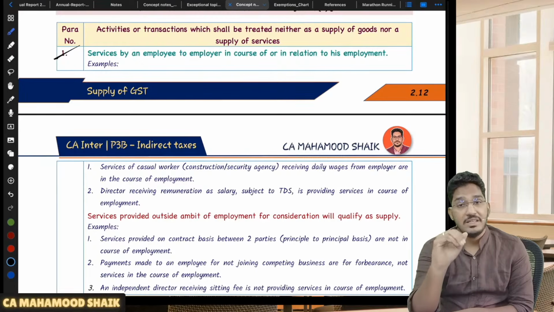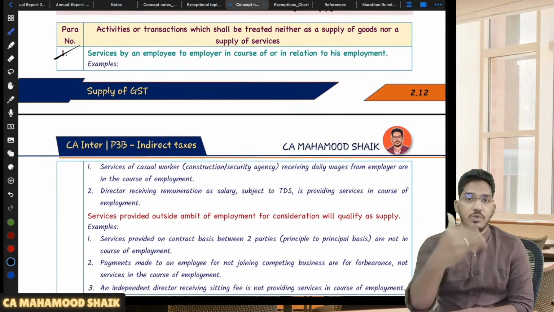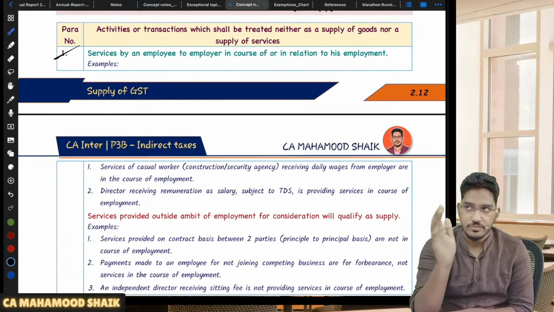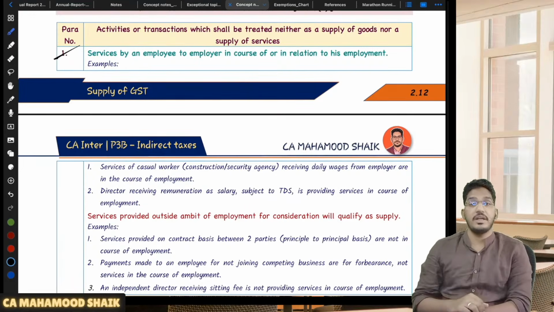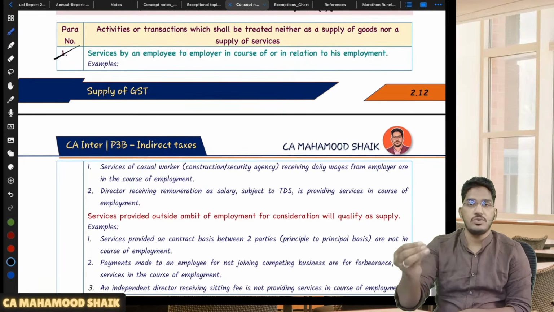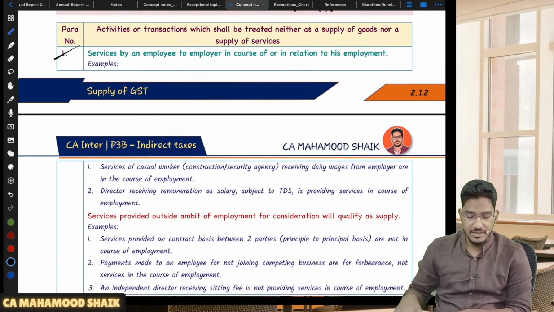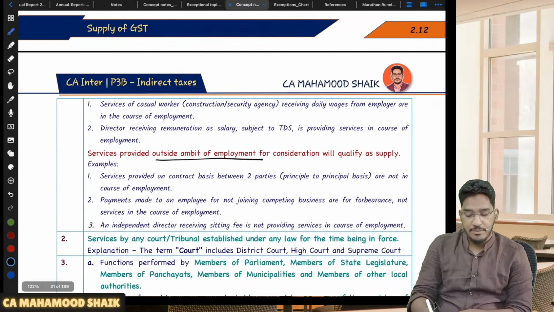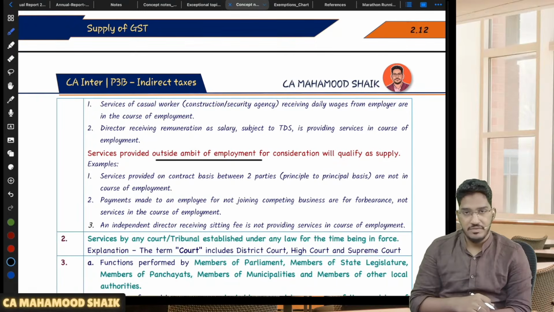But if an employee does something beyond the course of employment, outside of the course of employment, for which he is getting consideration, then it will qualify as supply. Only what will not get qualified as supply? Those services which are provided by the employee to the employer in the course or in relation to his employment. If something is done outside the ambit of employment for consideration, then it will qualify as supply.